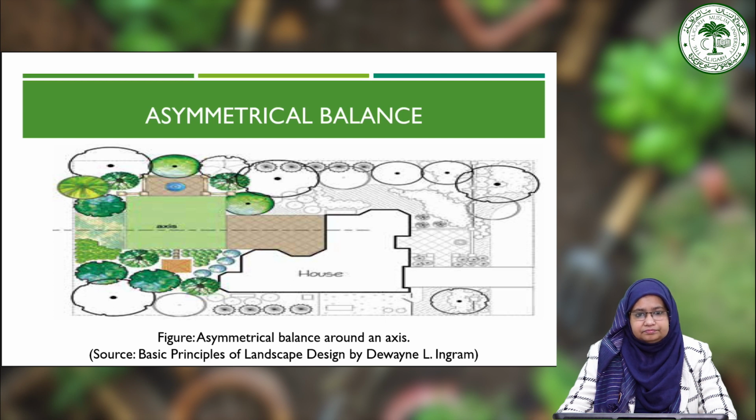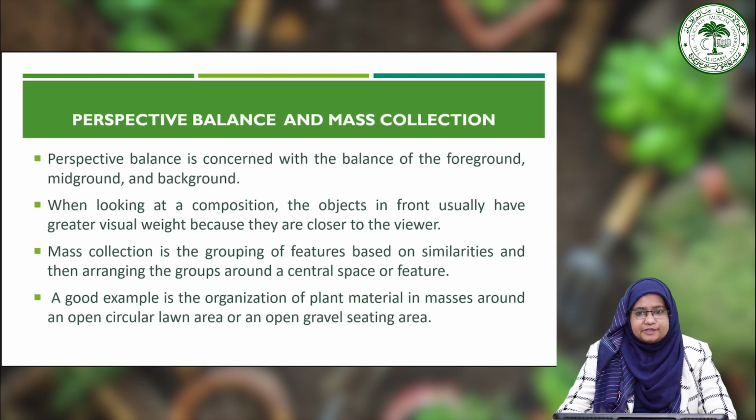The next is perspective balance, which is concerned with the balance of the foreground, midground and the background. When looking at the composition, the objects in front usually have a greater visual weight because they are closer to the viewer. This can be balanced if desired by using larger objects, brighter colors or coarse texture in the background. In most cases, either the foreground or background should be dominant.